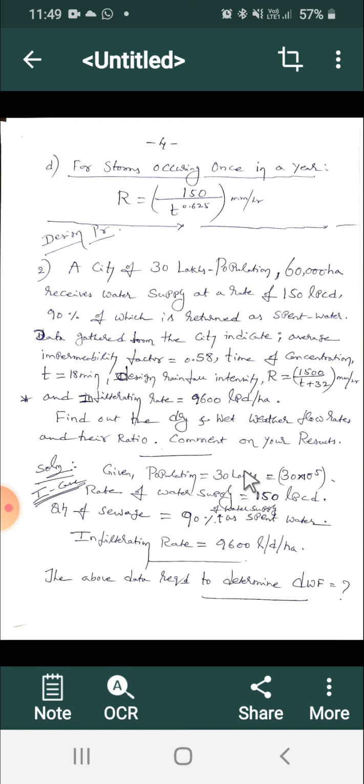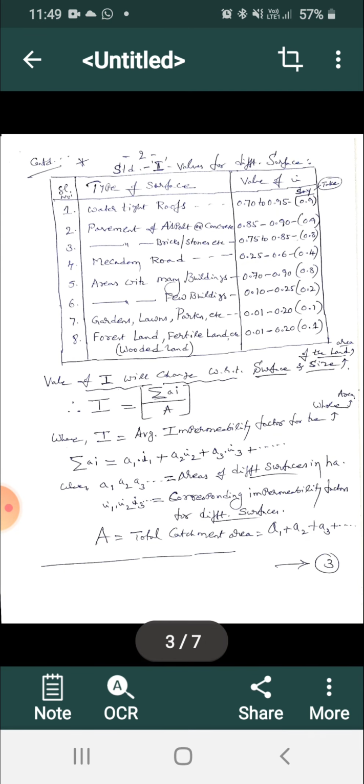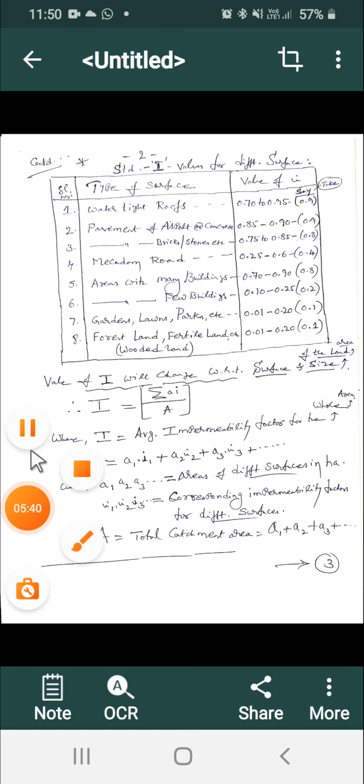Okay. Now, today what we are going to do is start with another type of problem which is showing some standard values. These are the values. Different areas will be given, and you have to find out the amount of area, and then the value of I. Okay, let us start with that type of problem.